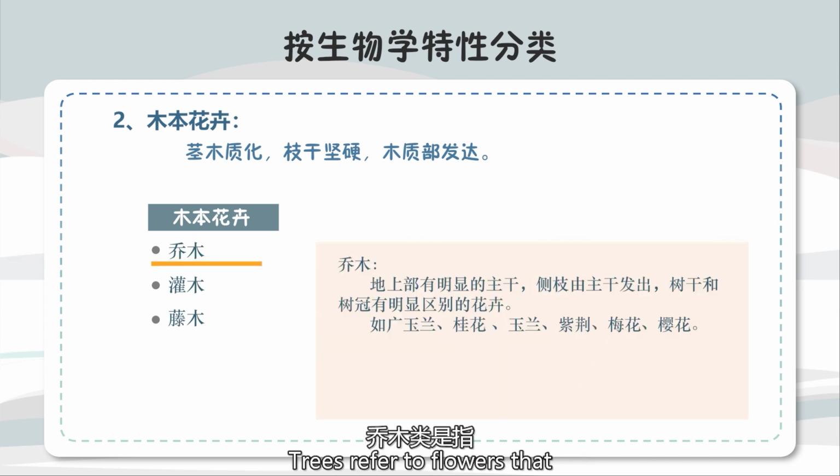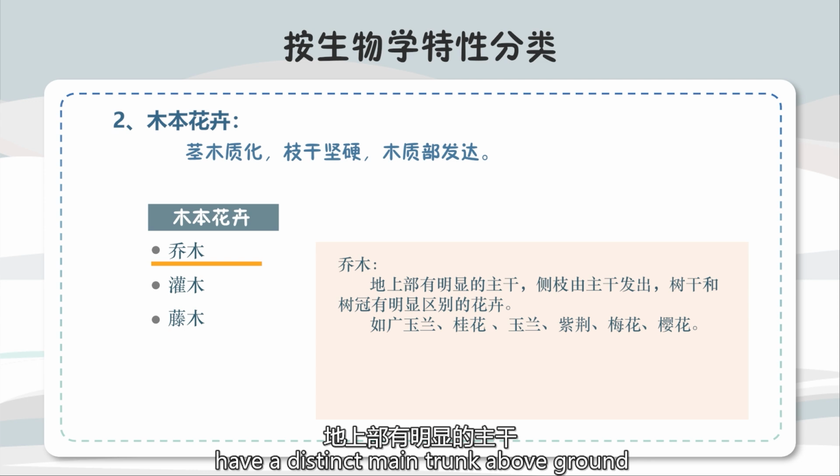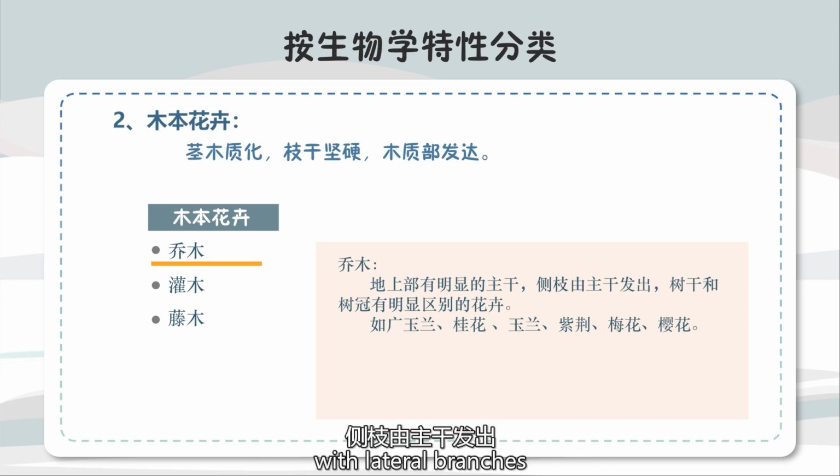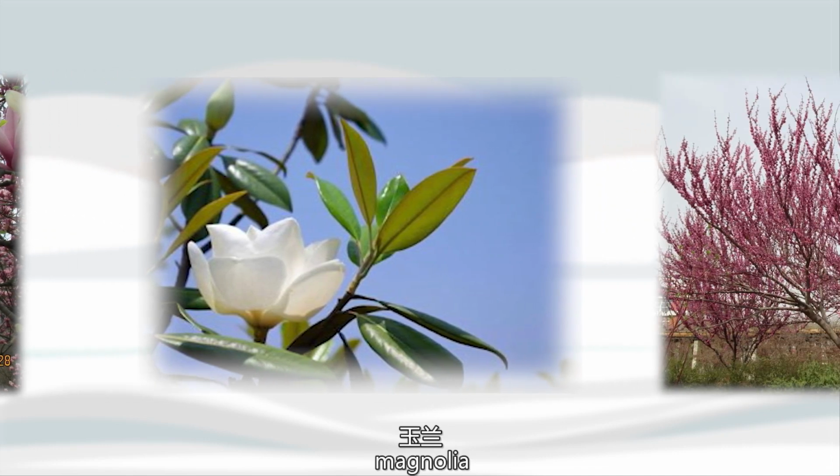First, trees refer to flowers that have a distinct main trunk above ground, with lateral branches emanating from the trunk, and distinct differences between the trunk and crown, such as magnolia, Osmanthus magnolia, Bauhinia, plum blossom, cherry blossom.